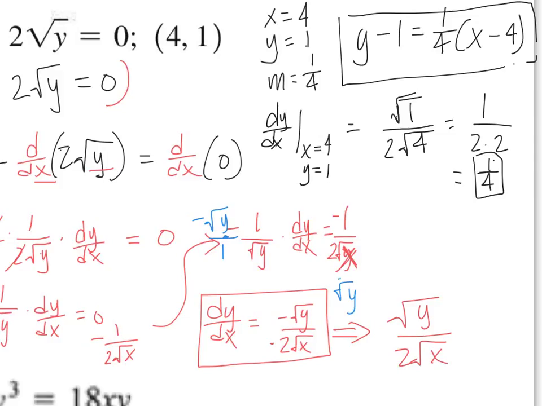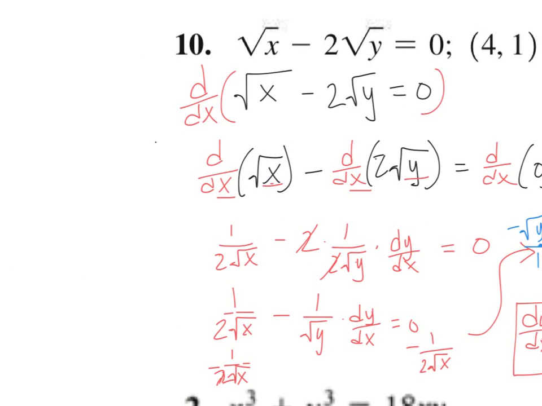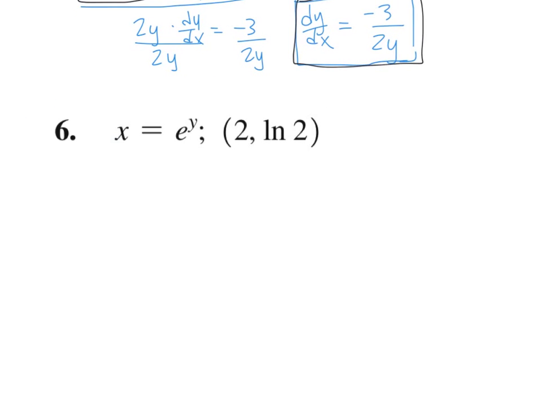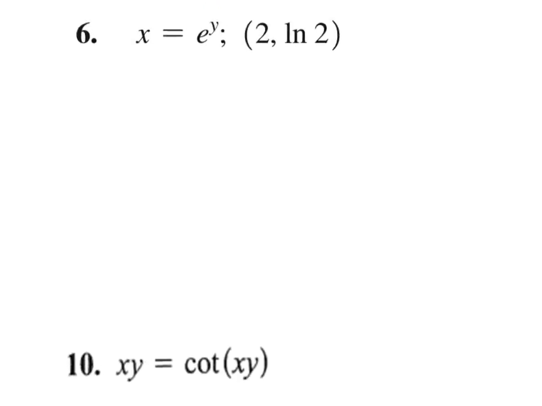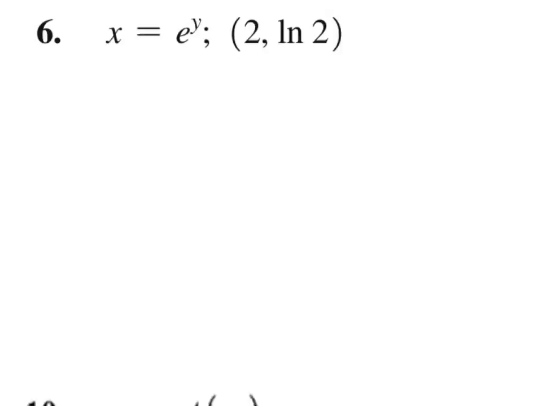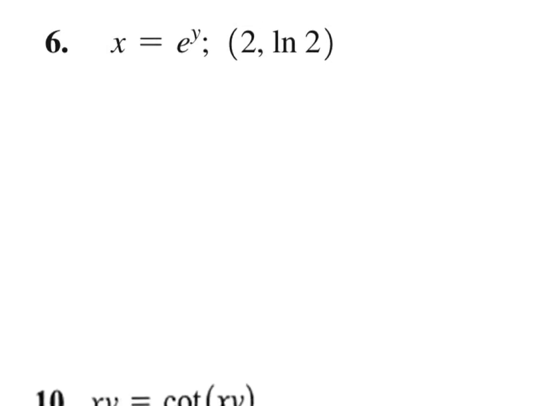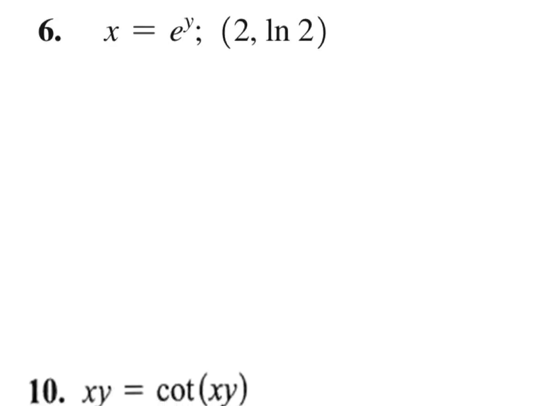Let's go ahead and check the next one. I know we're kind of going out of order here, so we go all the way back to 6. But I wanted to do this because you got some weird points here, and this is an exponential function. All right, so now let's do this one. Let me rewrite this first as x equals e to the y, and I want to take the derivative with respect to x.